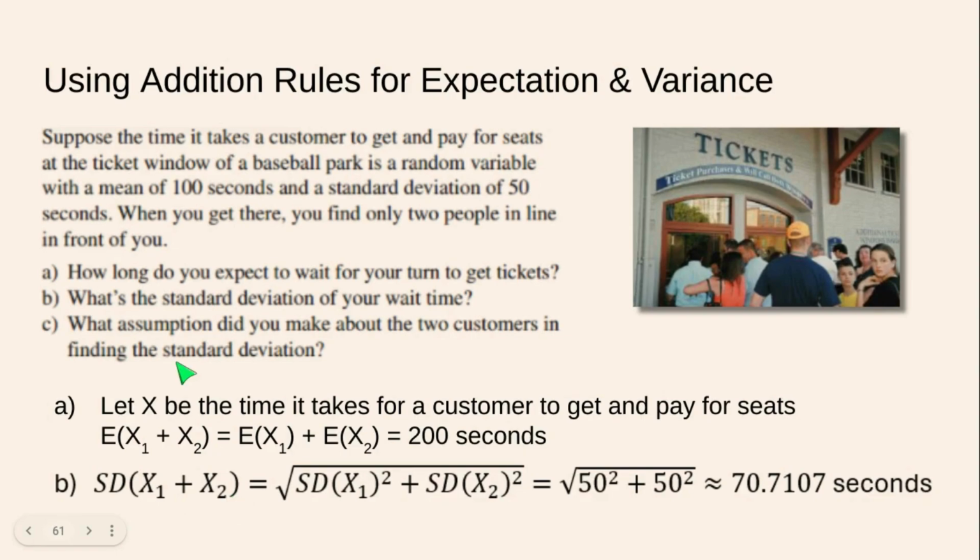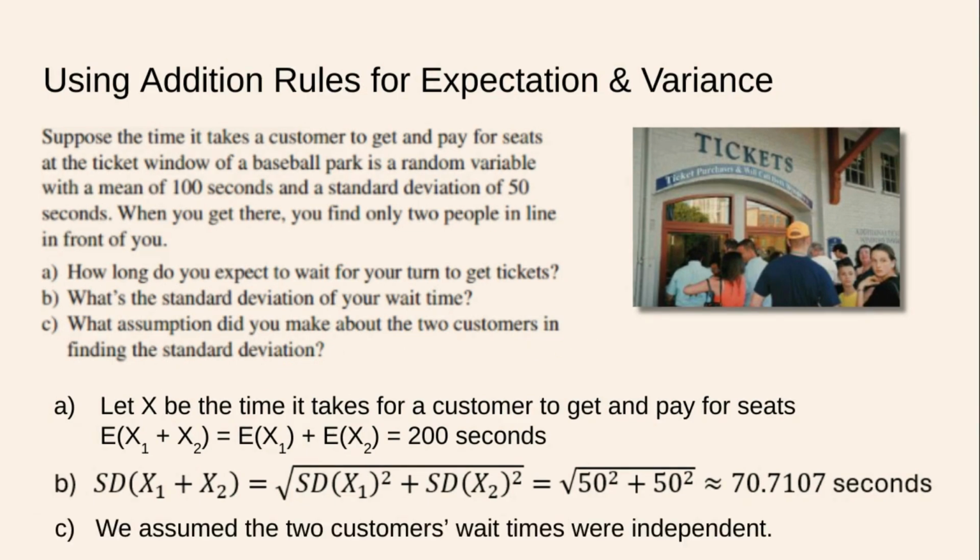And part C, what assumption did you make about the two customers in finding the standard deviation? We assume the two customers' wait times were independent events. That's the only way to compute standard deviation for a sum of random variables.